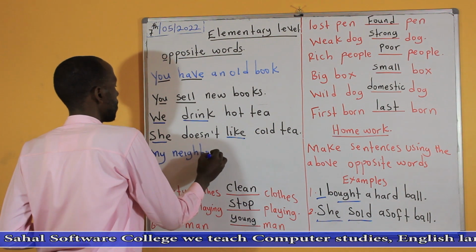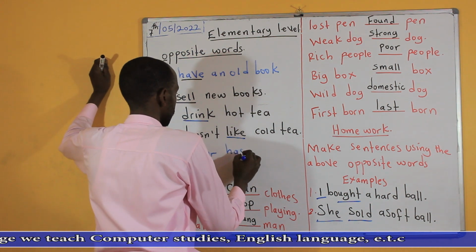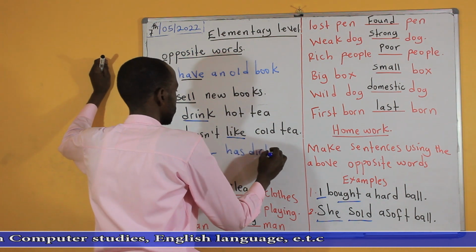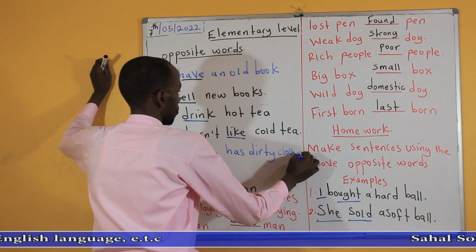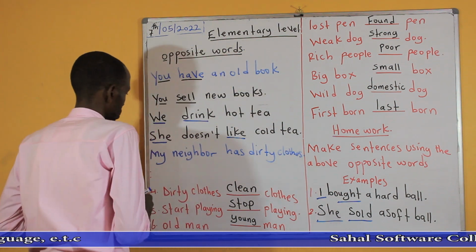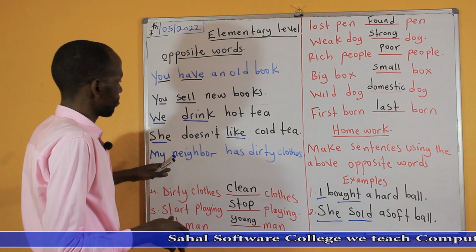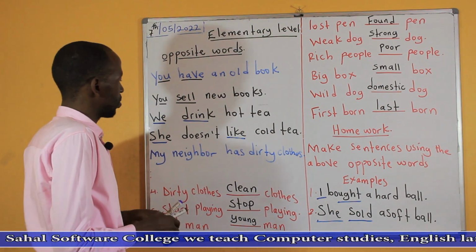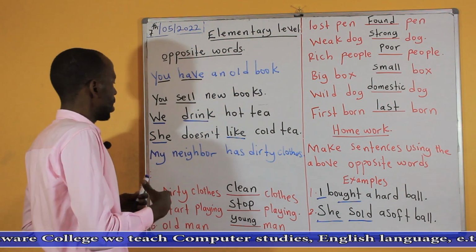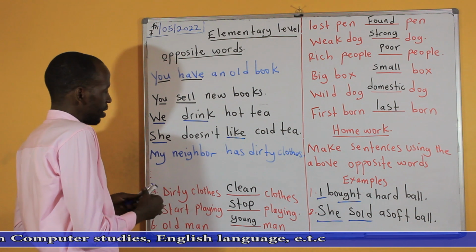My neighbor has dirty clothes. My neighbor has dirty clothes. So here, has is used as a verb, because the past of it is had. So my neighbor has, this is ownership. So it's okay, you can use it.